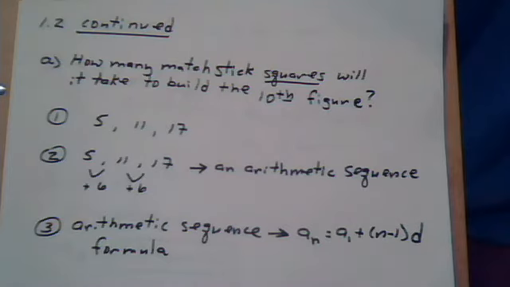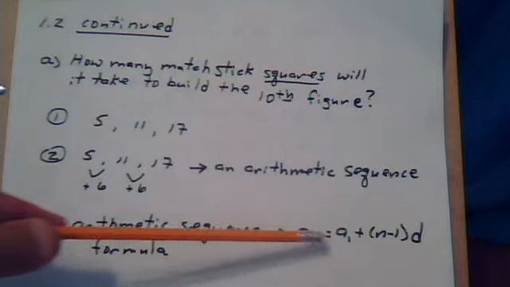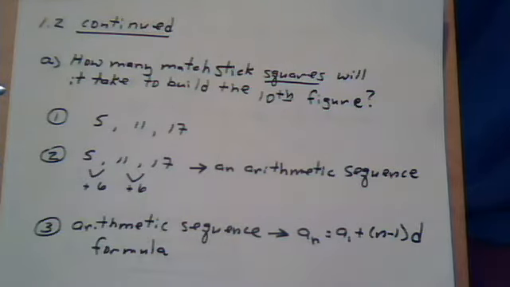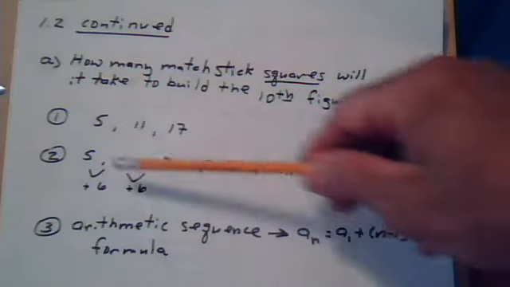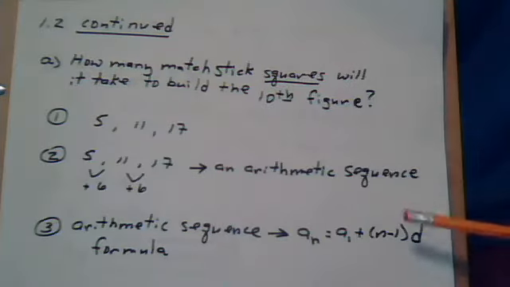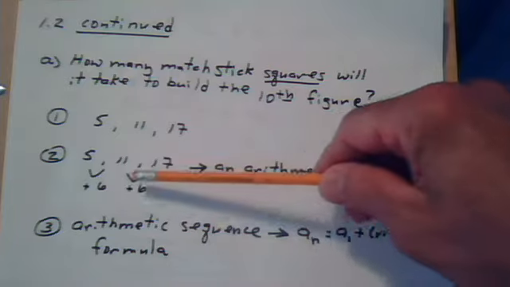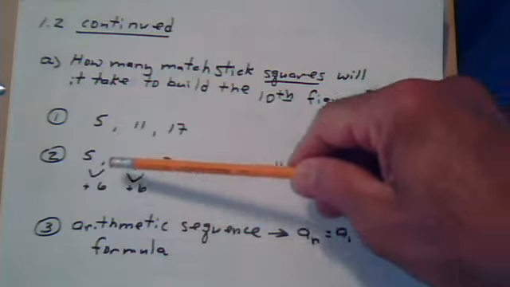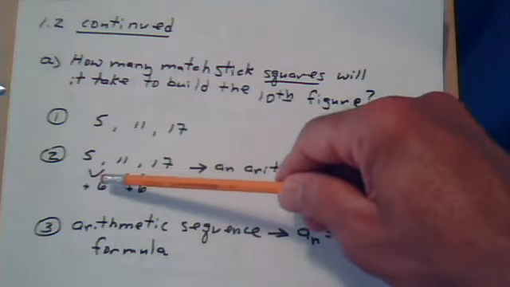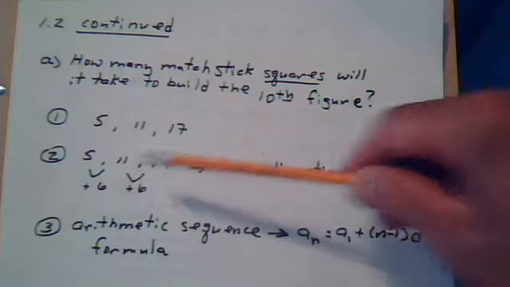If you're adding the same amount to get from one term to the other, you're working with an arithmetic sequence. This is an arithmetic sequence, and it has its formula. Its formula looks like this. A sub 1 would be 5, the first term. D would be the difference, or the amount that you're adding to get from one term to the other, the amount that's not changing. So 6 would be the D.